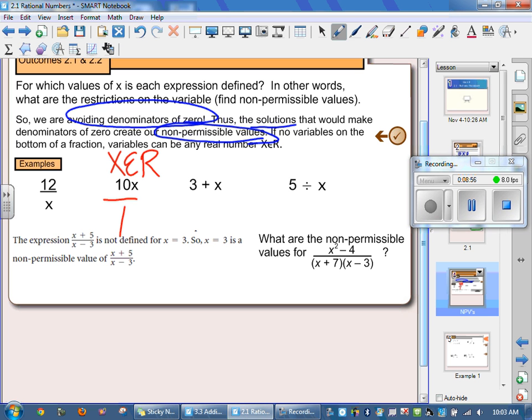What about the guy on the right? Again, if I put him in fraction form, he'd be over 1. So is there a variable on the bottom? No. So there's no non-permissible, which means no boundaries. The way we write that, x can be any real number because there's no boundaries. Take a look at the next one, 5 divided by x. What do you know about that one, the way it's written?